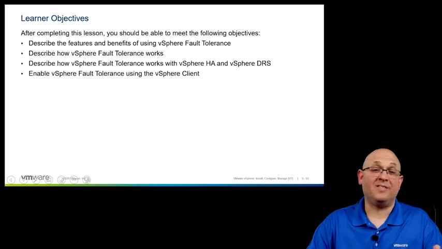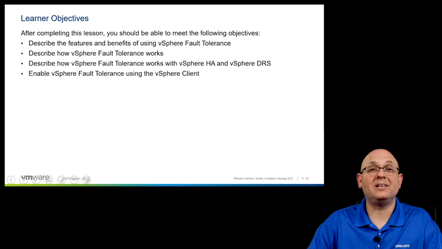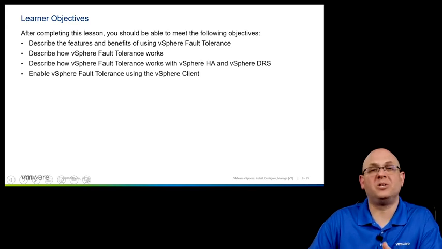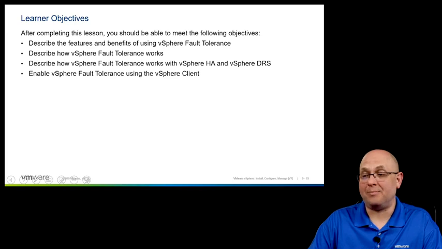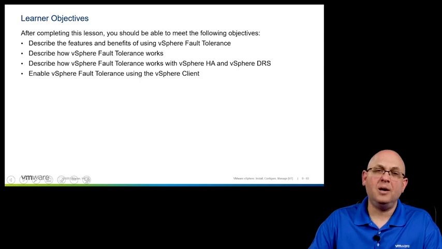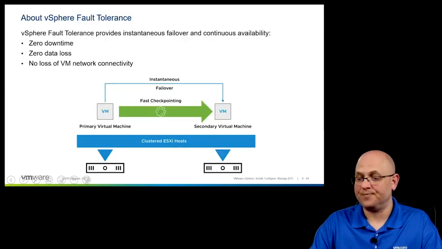We'll look at, first of all, the benefits of vSphere fault tolerance, which should be relatively obvious, especially when it comes to virtual machines that don't have any native clustering features within the applications. We'll look at the architecture of vSphere fault tolerance, and then we'll look at a little bit how it works with HA and DRS and that interaction, okay? Then we'll simply look at how we enable fault tolerance on a particular virtual machine.